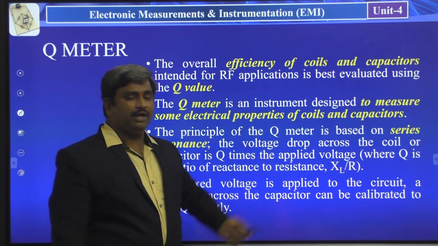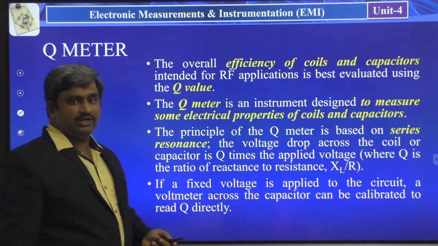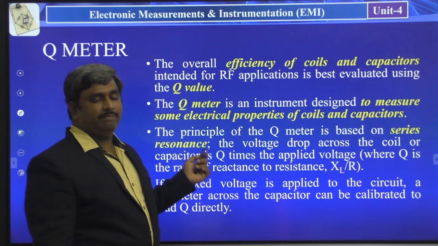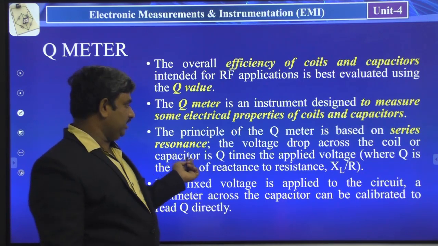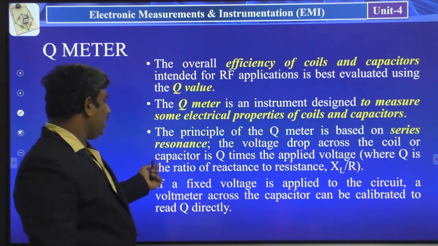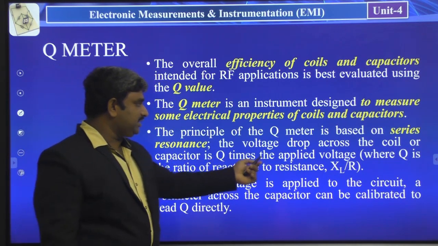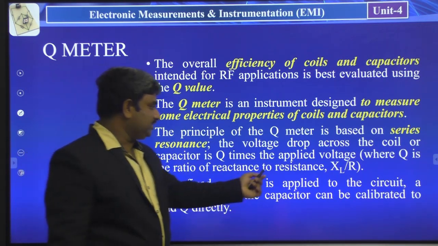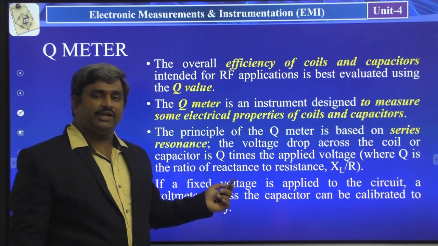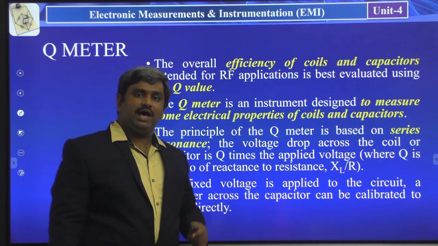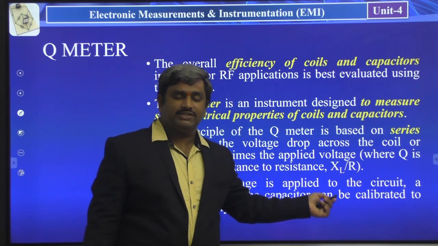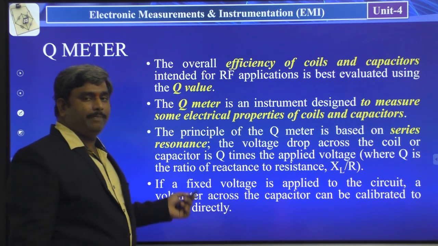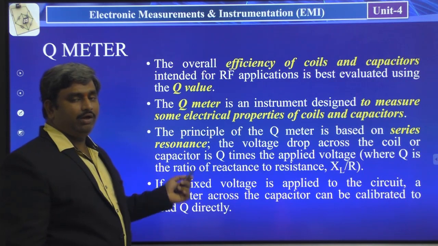The principle of the Q meter is based on the series resonance. It is very, very important. How the Q meter works is completely based on the principle called series resonance. The voltage drop across the coil or a capacitor is Q times the applied voltage, where Q is the ratio of reactance to resistance. The reactance may be inductive or capacitive. So XL by R or XC by R. Whatever parameter you require, you can take that parameter for this Q meter.